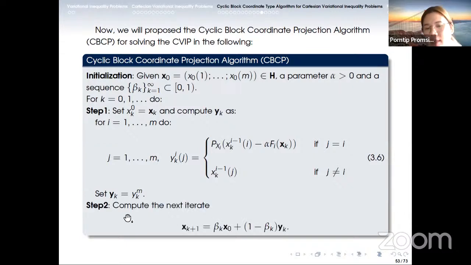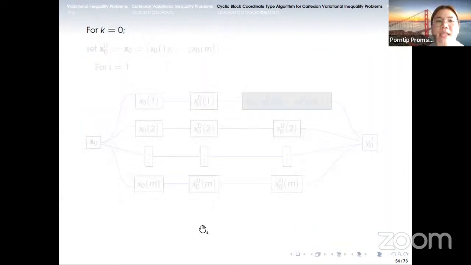Then we update x^{k+1} by using the idea of the Halpern method: beta_k x^0 plus (1 minus beta_k) y^k, like this. That means, for iteration k equal to 0, we start from x^0 and we would like to compute x^1.